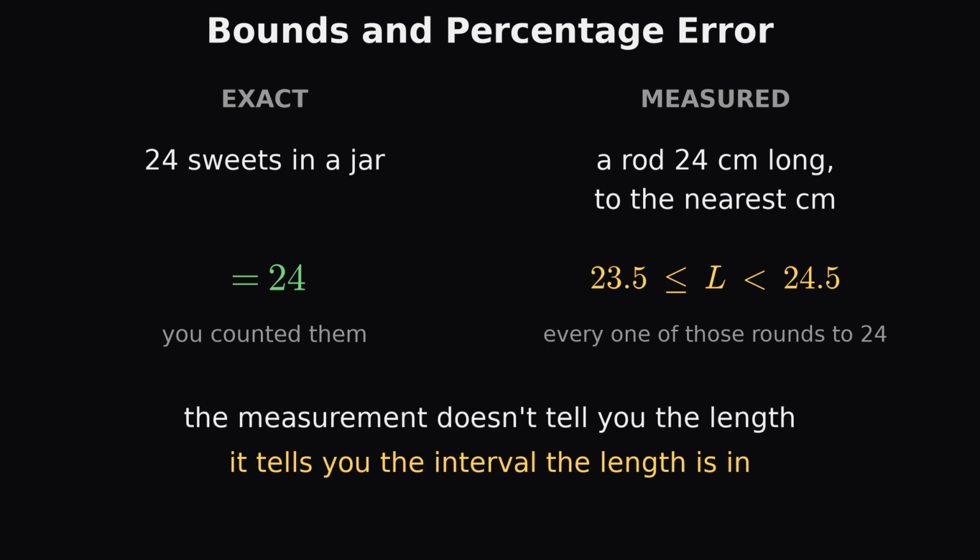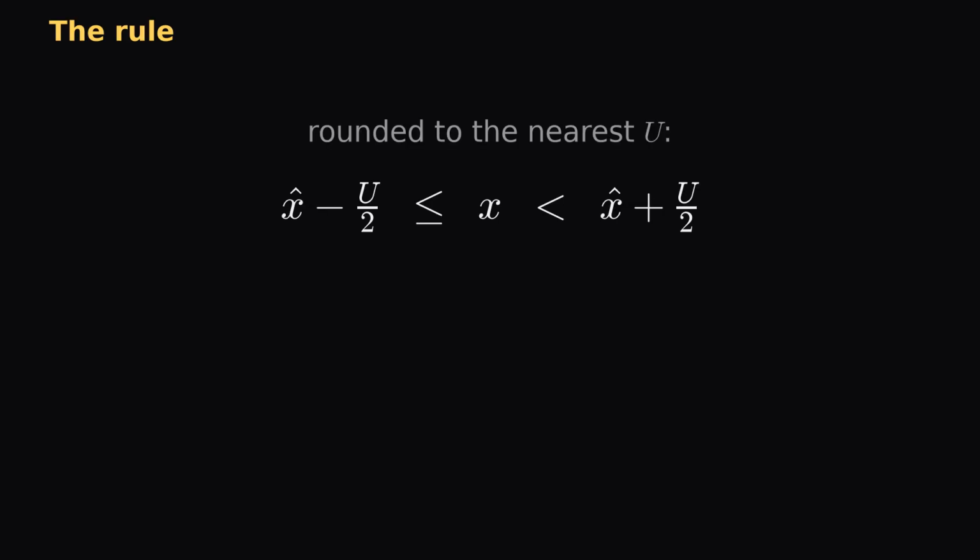The measurement doesn't tell you the length. It tells you the interval the length is in. Half the rounding unit, either side. That's the whole rule. So here it is in general. Take the unit you rounded to, halve it, and go that far each way.